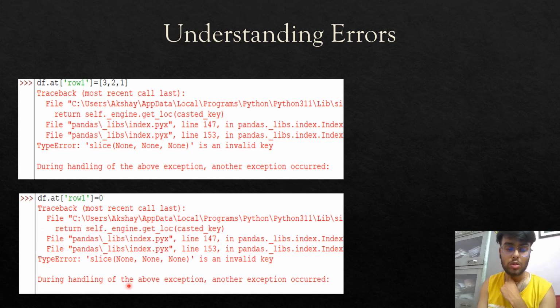Similarly, here also, I'm trying to update row one with a scalar value that is zero. I want all the three columns to have zero value at row one, but it gave me an error. Similar reason, two arguments have to be passed. Also, slicing cannot be used. Third, row comma column is the syntax. So only one value can be updated using at and iat.